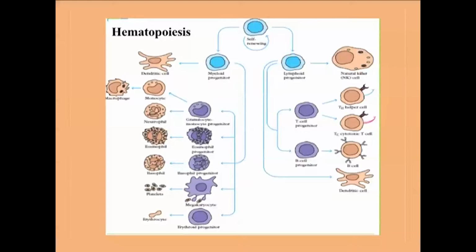Now, all the cells present in our blood are generated in our bone marrow through a process called hematopoiesis. And hematopoiesis starts with a stem cell called the hematopoietic stem cell. This hematopoietic stem cell differentiates into two progenitor cells, lymphoid progenitor cell and myeloid progenitor cell. From the myeloid progenitor cell, macrophages, neutrophils and these cells are generated. Whereas from lymphoid progenitor cells, natural killer cells, some of the dendritic cells, T lymphocytes and B lymphocytes are generated.